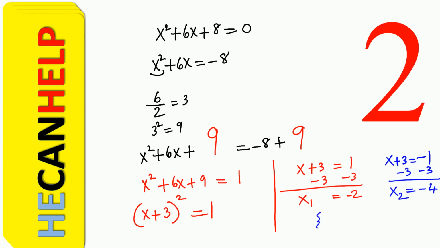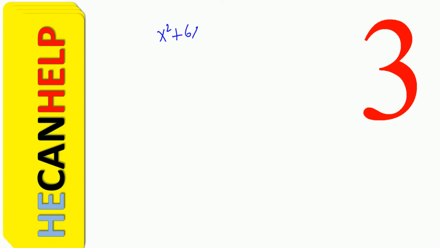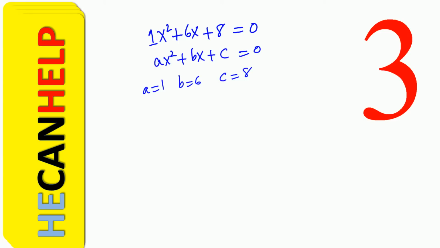So what is our solution set? Negative 4, negative 2. X squared plus 6x plus 8 is equal to 0. So when nothing is written next to x squared, a is equal to 1. So compare this with ax squared plus bx plus c is equal to 0. A is equal to 1, b is equal to 6, and c is equal to 8. What is b squared minus 4ac? 6 squared minus 4. What is a? A is 1. And what is c? C is 8. Please don't forget, it's all these multiplied together.